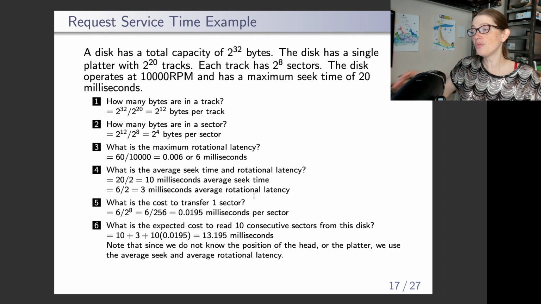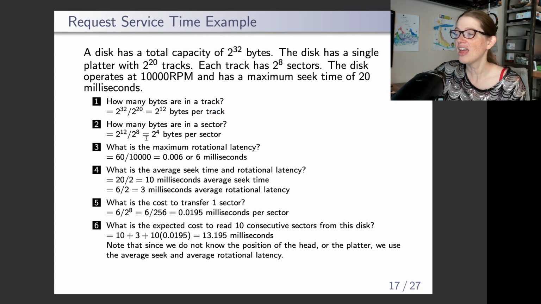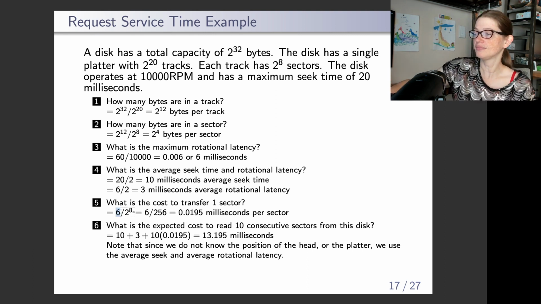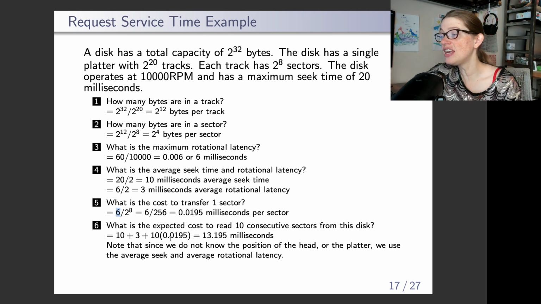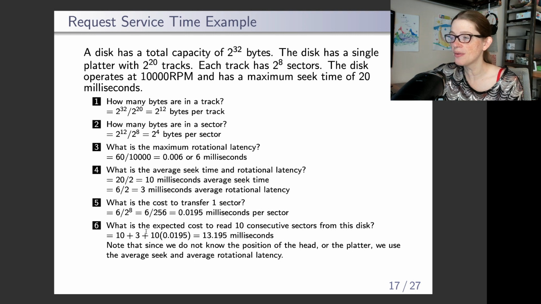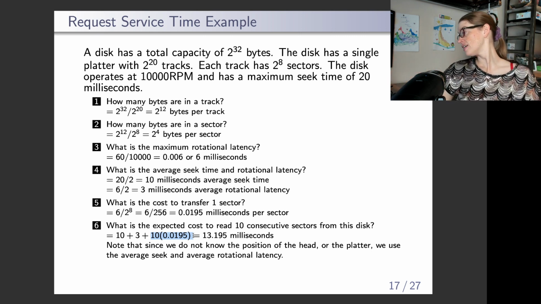So for this particular disk, we can go through and see that we have 2 to the power of 12 bytes per track, which means we have 2 to the power of 4 bytes per sector. The maximum rotational latency is 6 milliseconds here, just plugging things into the formulas. So that means our average seek time is going to be the max seek divided by 2, so 10 milliseconds. Our average rotational latency is our maximum rotational latency divided by 2, so 3 milliseconds. So the cost to transfer one sector, we've got it here. And then to figure out the cost to transfer 10 consecutive sectors, we take the average seek, which is 10, the average rotational latency, which is 3, and then the cost to transfer 10 sectors. And there you go.